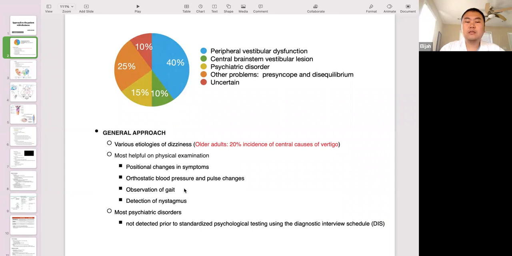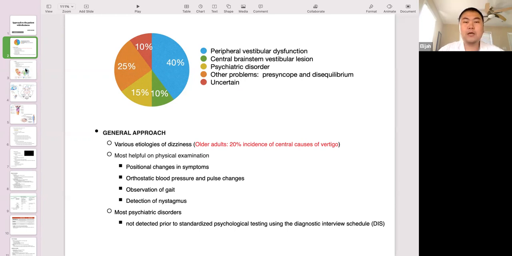Sometimes we can observe the gait of the patient. For example, there are problems of the cerebellum, or the patients have ataxia, maybe due to the spinothalamic tract or the spinocerebellar tract, so we can see different kinds of gait. Also, if you detect nystagmus in the patient, it's almost certainly vertigo. So most dizziness is mainly due to vertigo, but not all patients have the sensation of vertigo. Psychiatric disorder is not detected prior to standardized psychological testing using the diagnostic interview schedule.